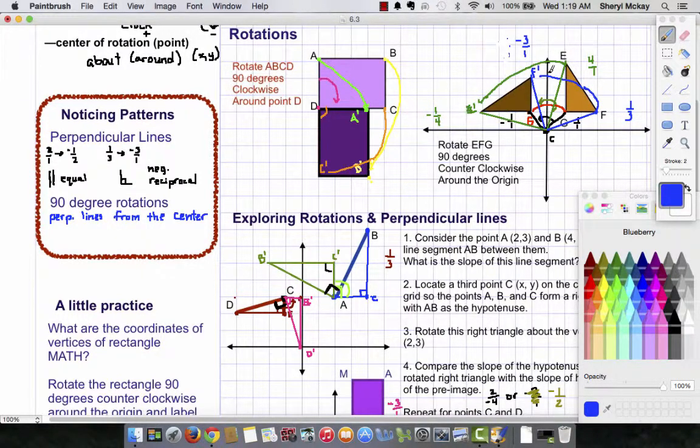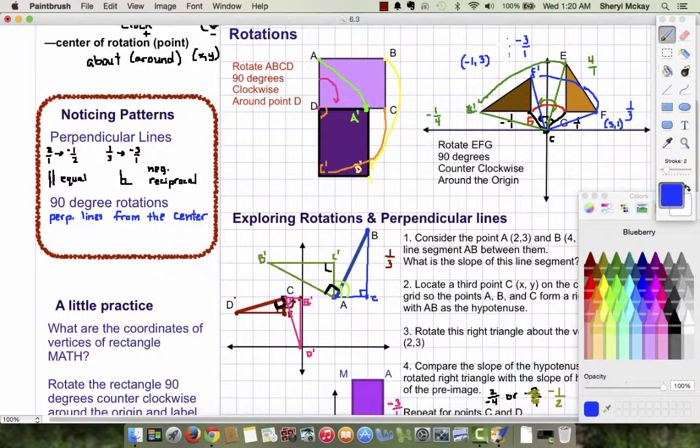Now there's another shortcut that you can do, and I want you to notice this. Let's go ahead and do point F. What is its coordinate point? It's 3, 1. The point F is 3, 1. What is the coordinate point of F prime? It's negative 1, 3. Do you see a pattern? 3, 1, negative 1, 3.